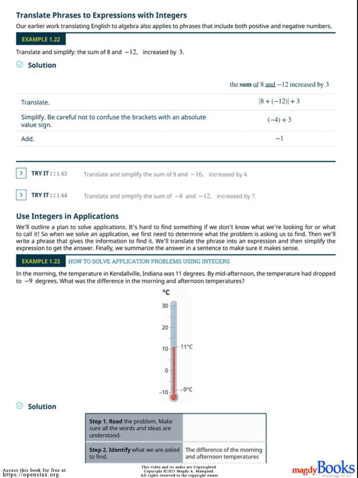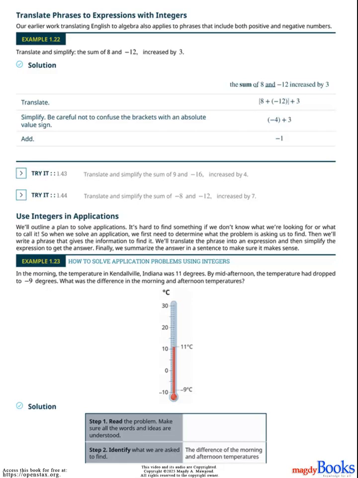Example 1.23. How to solve application problems using integers. In the morning, the temperature in Kendallville, Indiana was 11 degrees. By mid-afternoon, the temperature had dropped to -9 degrees. What was the difference in the morning and afternoon temperatures? Solution. Step 1. Read the problem. Make sure all the words and ideas are understood.